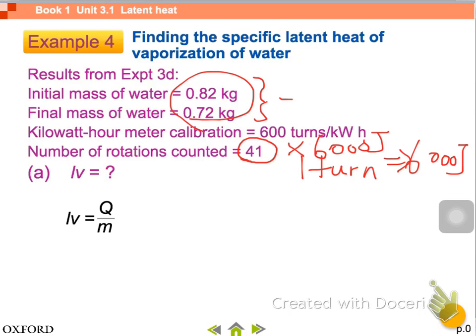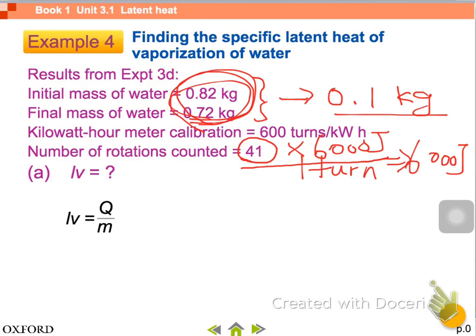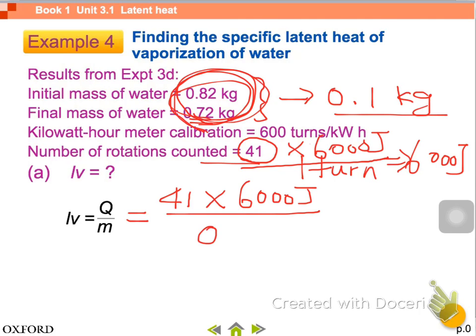To evaporate 0.1 kilogram of water into steam. Such amount of energy is used to evaporate 0.1 kg of water into steam. So therefore, you can write it down for 41 turns. Each turn represents 6,000 joule energy given to the heater to change 0.1 kg of water into steam.